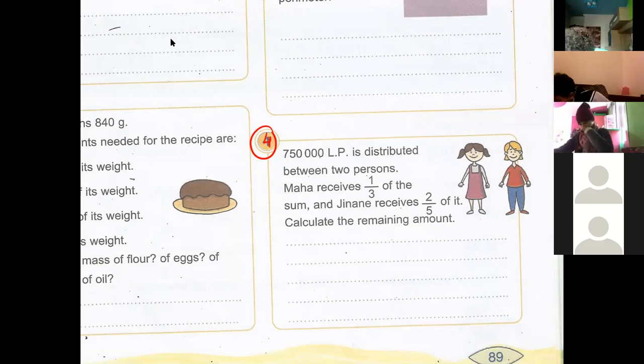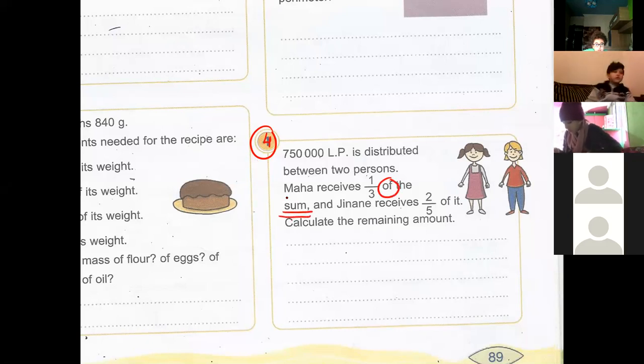Mahdi, read problem four, please. 750,000 Lebanese pounds is distributed between two people. Maha receives 1/3 of the sum. The sum is how much? 750,000. So Maha receives 1/3 of 750,000. Continue, Mahdi.